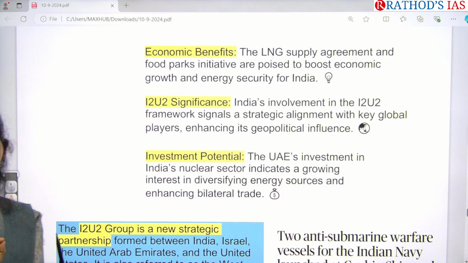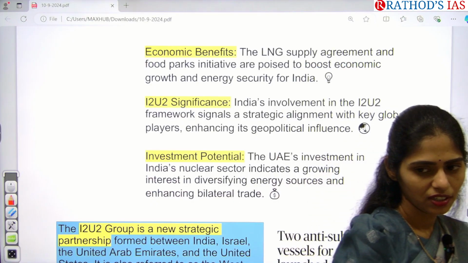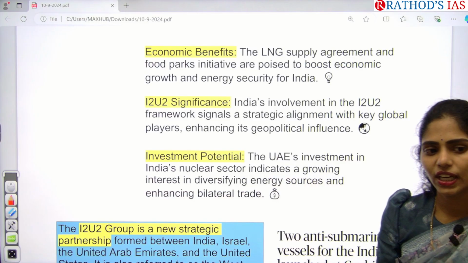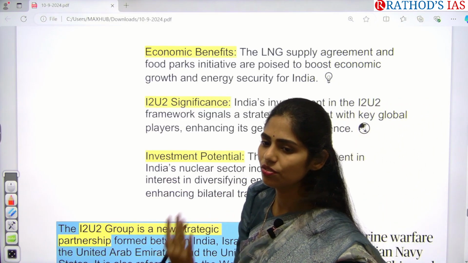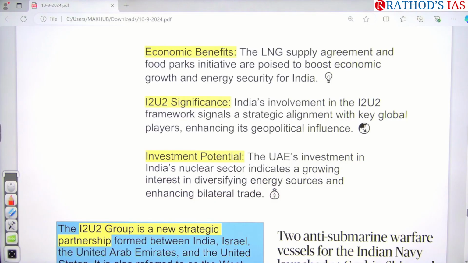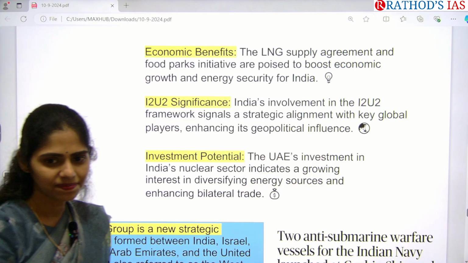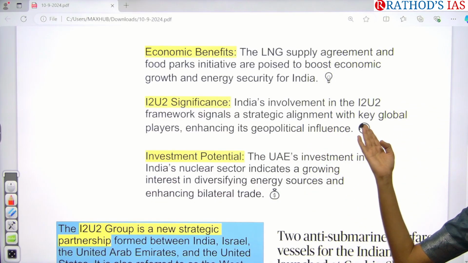So what are these food parks? Any idea? Mega food parks in our country. As you all know, in agriculture, even though food productivity is there, a very huge wastage of food is happening in our country. So if you want to decrease the food wastage and increase the income, we can use these food parks. They are nothing but food processing industries.